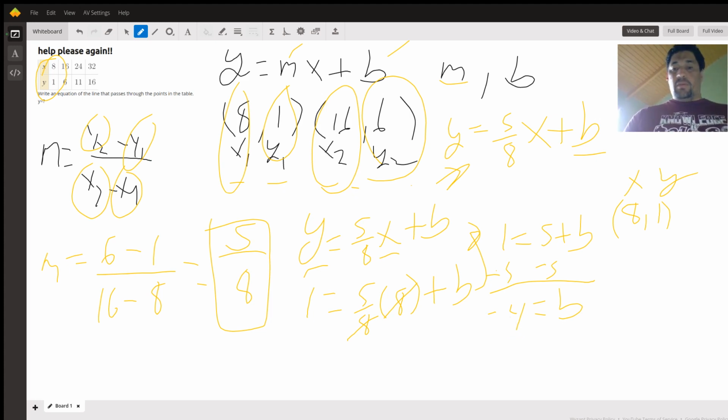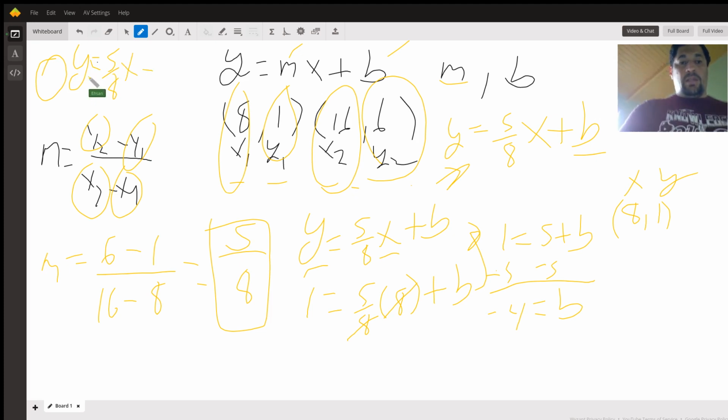Now that we're done with this, I can delete this and make some space. Now we know what our m is and what our b is, so we just substitute those. m was 5/8, and b was -4. So this is your final equation: y equals 5/8 x minus 4.